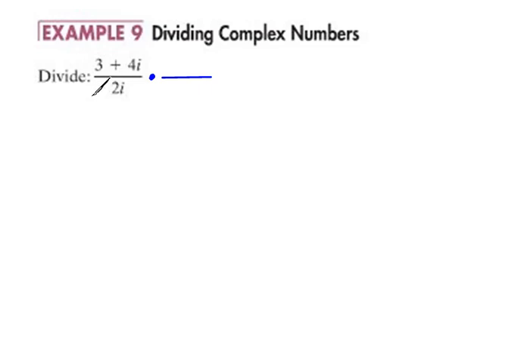Well, this one we don't even have a real part. So the complex conjugate would be just negative 2i. So that's what we have to multiply top and bottom by, so that we're just multiplying by 1.